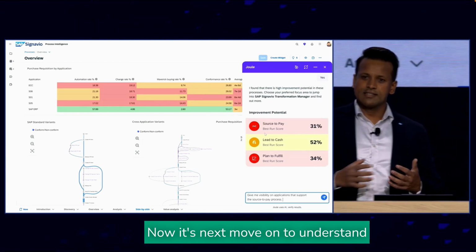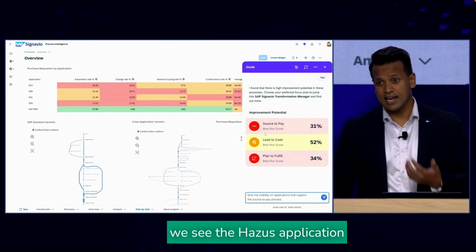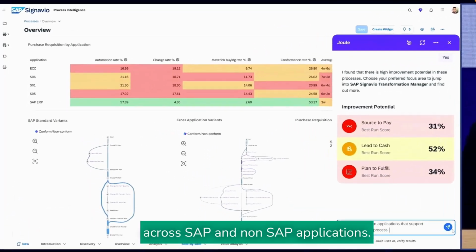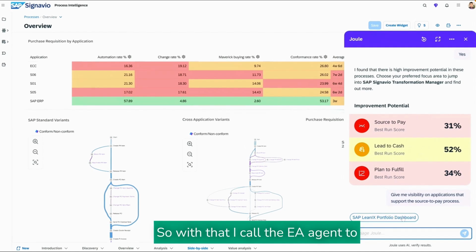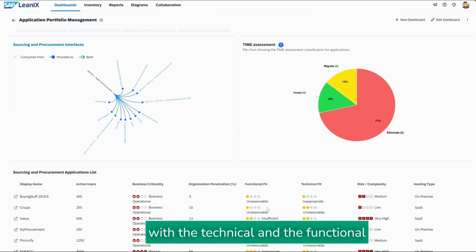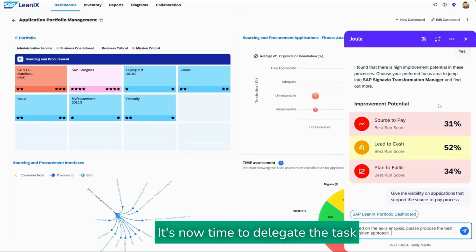Now let's move on to understand the application landscape. So we see the as-is application landscape, how it plays out across SAP and non-SAP applications. So with that, I call the EA agent to understand my application landscape with the technical and the functional fit. Having the comprehensive analysis of the as-is business processes and the application landscape, it's now time to delegate the task to the transformation agent to seek the best transition approach going forward.